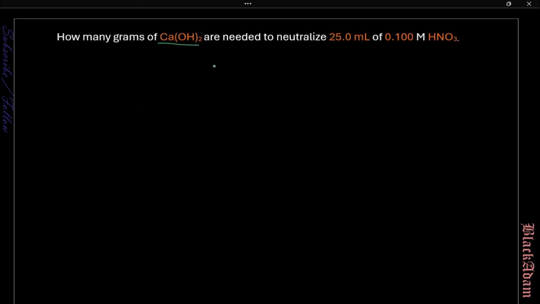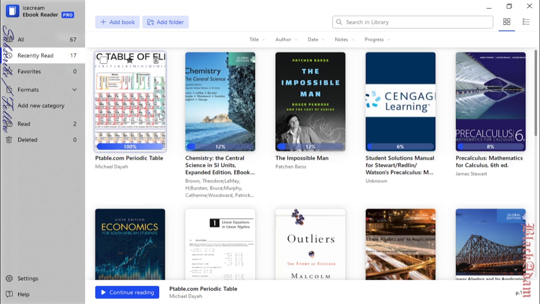Welcome to maths class, and this is chemistry. So we have calcium hydroxide and then 25 ml of 0.1 molarity of nitric acid. Molarity is number of moles over volume. It's number of moles over volume.